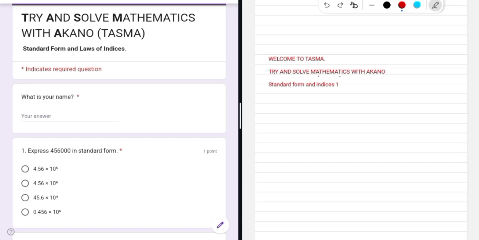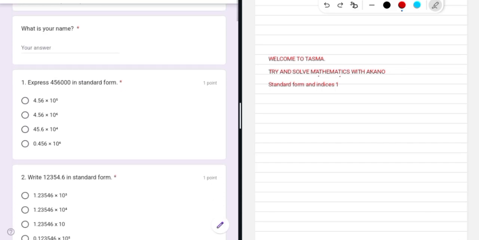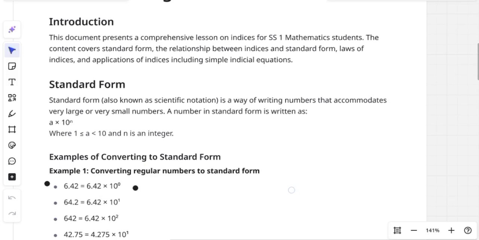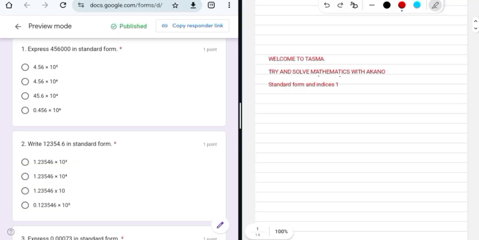Standard form is a way of representing a number in the form a times 10 raised to the power n, where a is a number between 1 and 10. You can achieve this by moving the decimal point till it gets to the front of the first significant figure. If the number is greater than 1, we will move the decimal point from right to left, while if the number is less than 1, we will move the decimal point from left to right.